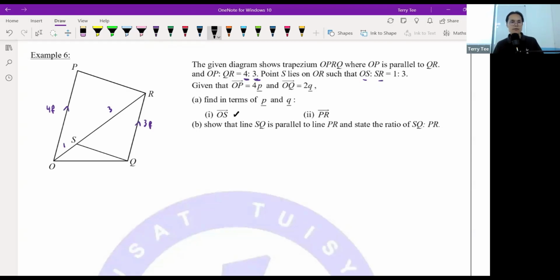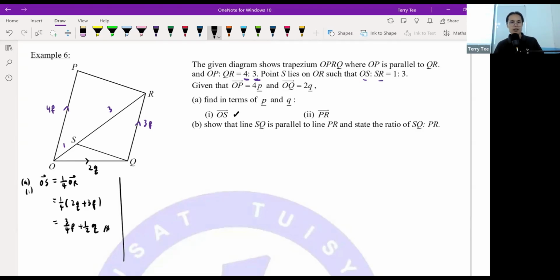To go from O to S, very simple. We can see from this diagram, the ratio is 1/4 OR. And your vector OQ, you know, right? What's your OQ? OQ is 2Q. So your vector OR is 2Q plus 3P. We can multiply inside. I write P in front, Q at the back, but you can choose to do the other way around. Doesn't matter. OS is 3/4P plus 1/2Q.